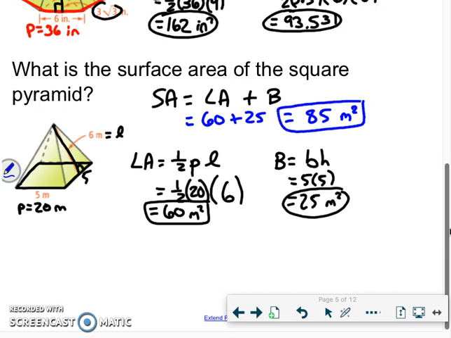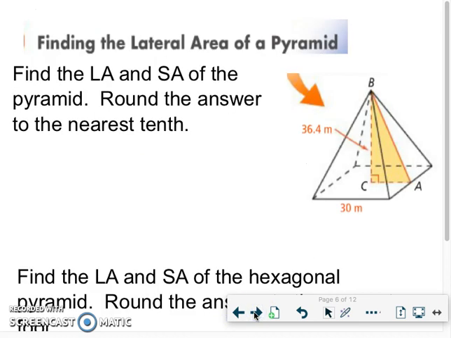That's if everything is nice and set up for you. It does get a little bit trickier sometimes with situations where we do not have the lateral height. They're giving us the altitude height, which can be a problem. So we're going to try a couple like that. This says find the LA and SA of the pyramid, lateral area and surface area. Round the answer to the nearest 10.